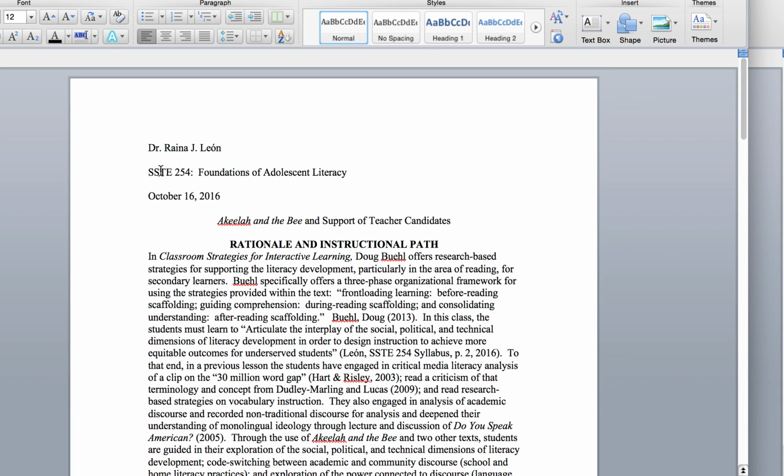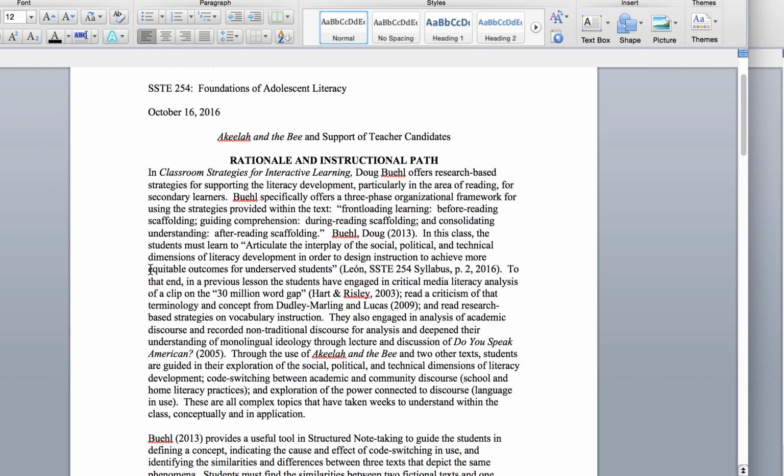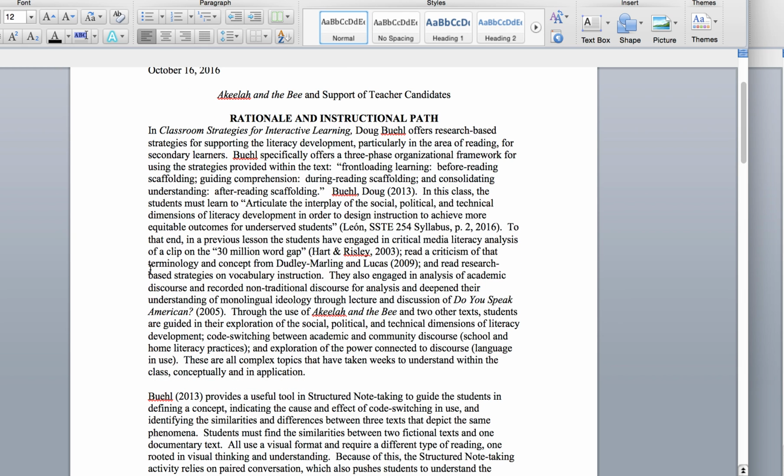So here's my name, of course, the class, the date, the title of the work, and then going through what my rationale and instructional path is. So I talk through the strategies from Buell, how Buell offers research-based strategies for supporting the literacy development, particularly in the area of reading for secondary learners, and talking about Buell's three-phase organizational framework for how those strategies are provided in the text. Using that, I then identify, so what's my goal? What's my learning outcome? And here you can see that I've written that in, my learning outcome for this task.